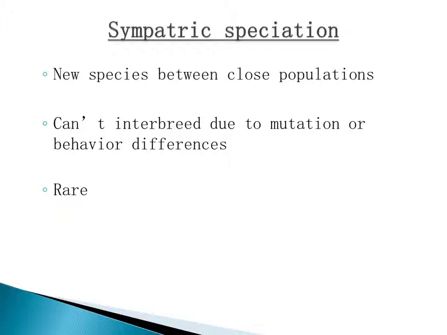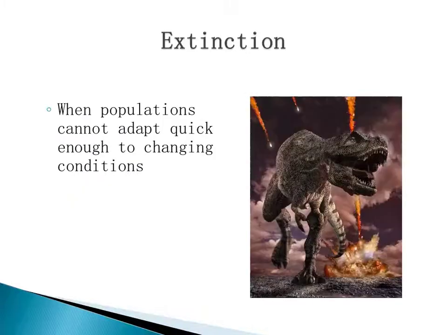Sympatric speciation is a little bit different. This is when new species arise while they're together, with no geographical separation, but they can't interbreed anymore. There may be significant mutations in one, or behavior differences. It is very rare, but it can occur.